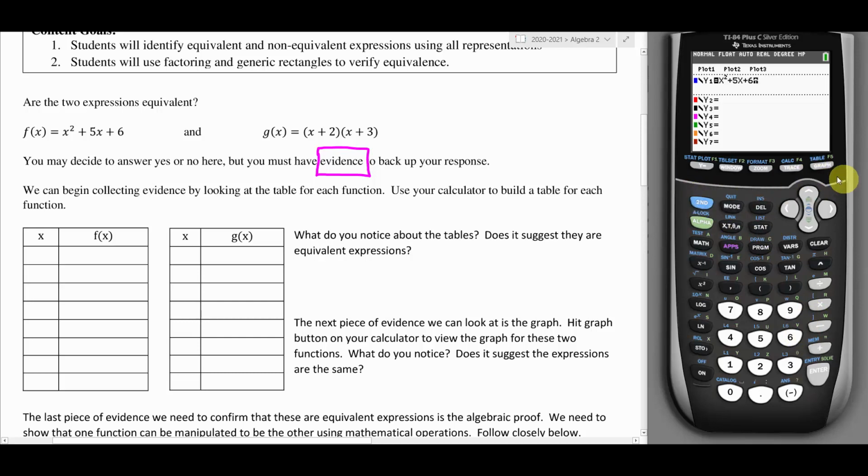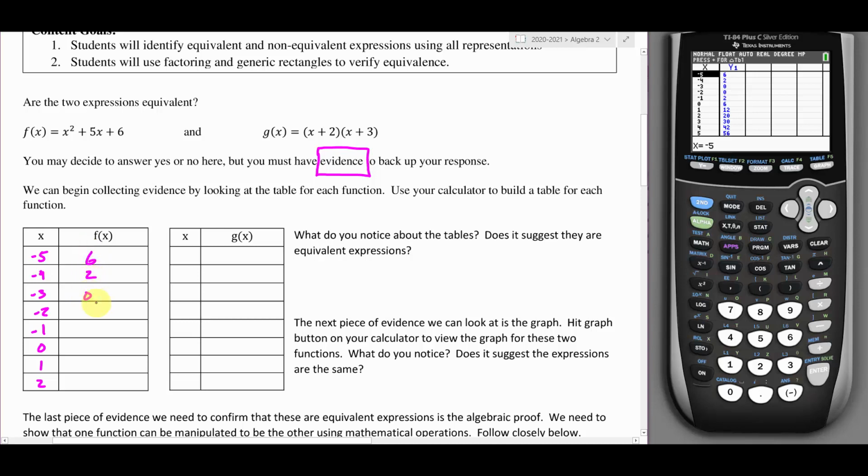So I hit second and then graph, and it'll take me straight to the table, and I can see a table being built here. So we'll just start with the table that they give us. We'll start at -5 and go to +5, see what we can fit over here. So I'm going to have -5, -4, -3, -2, -1, 0, 1, and 2. And then I'll grab all of the y values here. So we've got 6, 2, 0, 0, weird, 2, 6, 12, and then 20. Okay. All right, so I got my table for f of x.